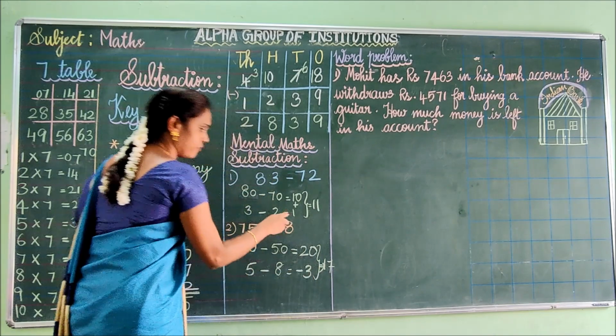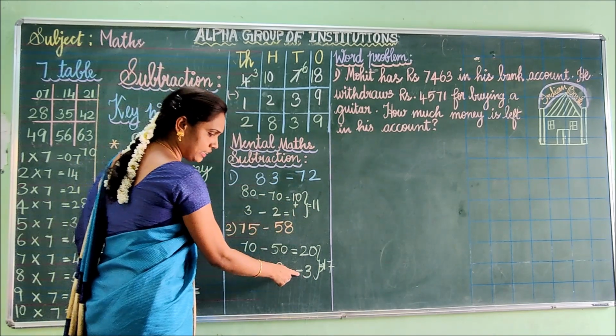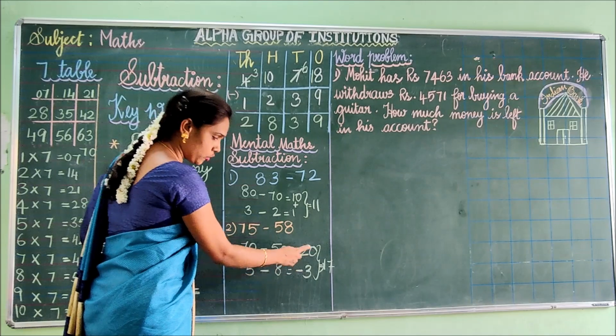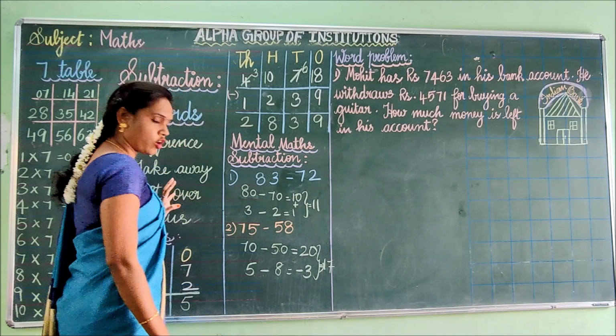Okay children, in the first problem both had plus symbols, so we added. But here we have a subtraction symbol, so you have to subtract this number. Check the sign and do accordingly.